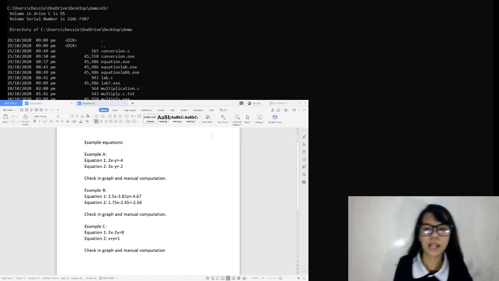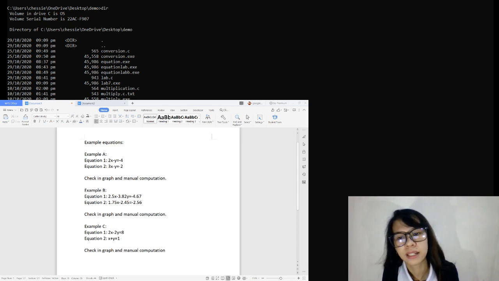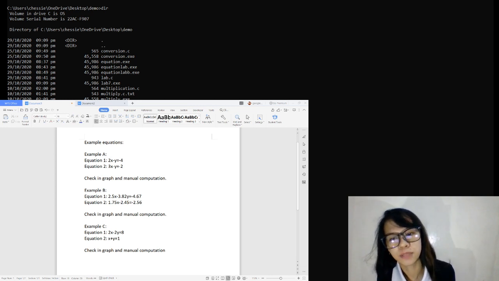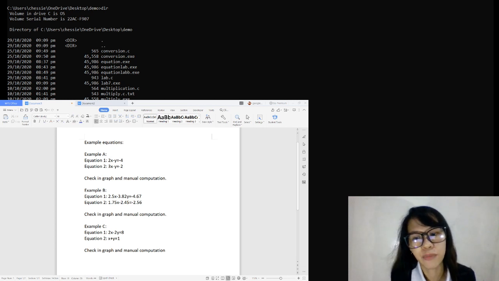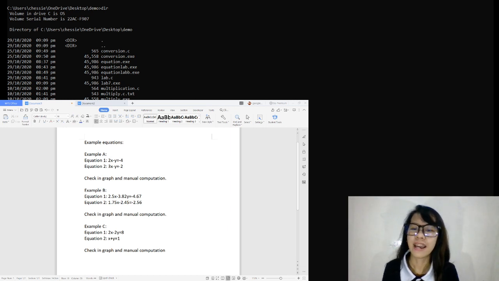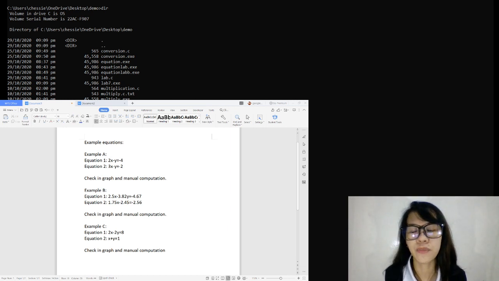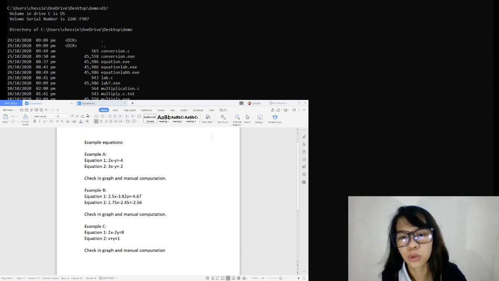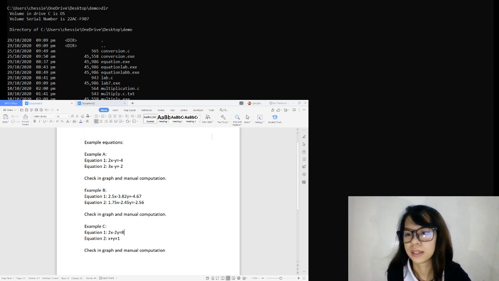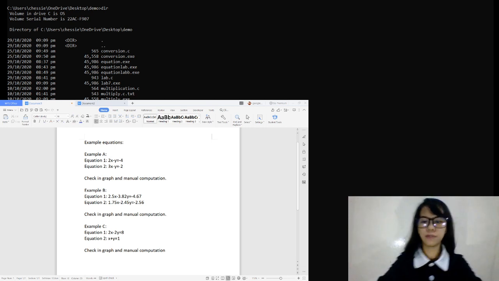Okay. As you can see, in example B the equations are now in decimal form, which is 2.5x minus 3.82y equals negative 4.67 in equation 1, and in equation number 2 it is 1.75x minus 2.45y equals negative 2.56. My bad, I forgot to put the y. Okay, now we are going to put it in our executable file.